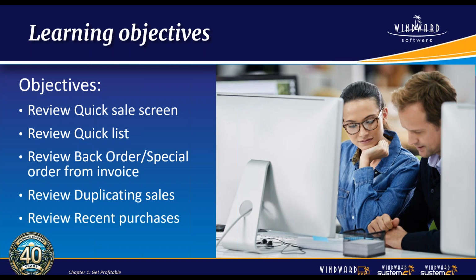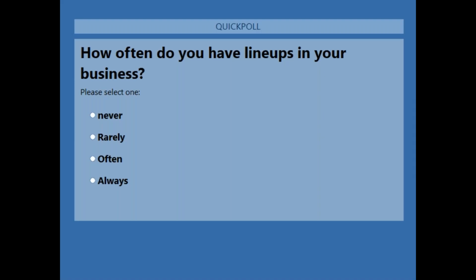So, the quick sale screen. What this means is that there's a different interface than your typical interface in System 5. Before I jump into it, I would like to know from you guys, how many of you are, just in general, dealing with a lineup scenario when you're operating your business?